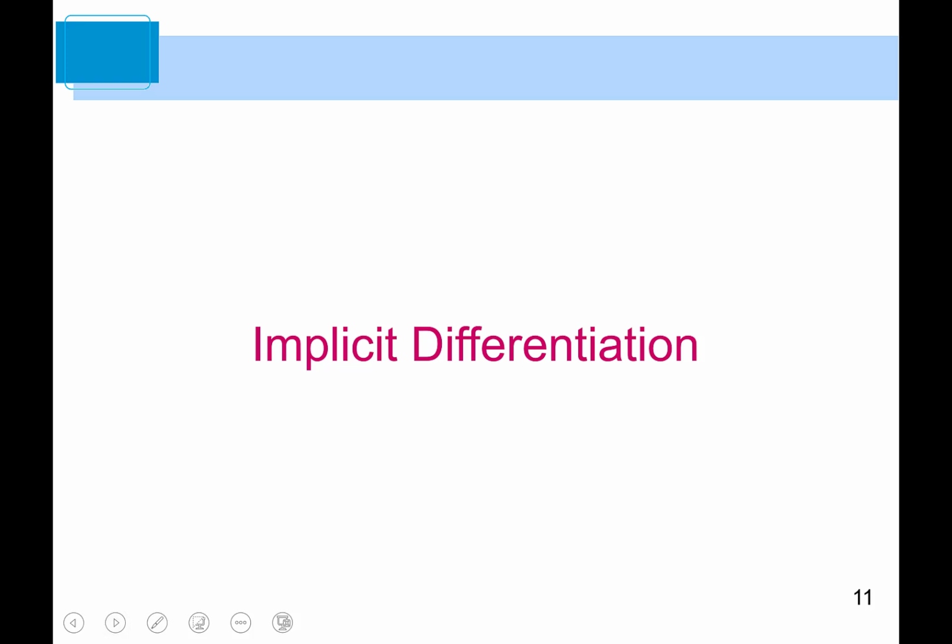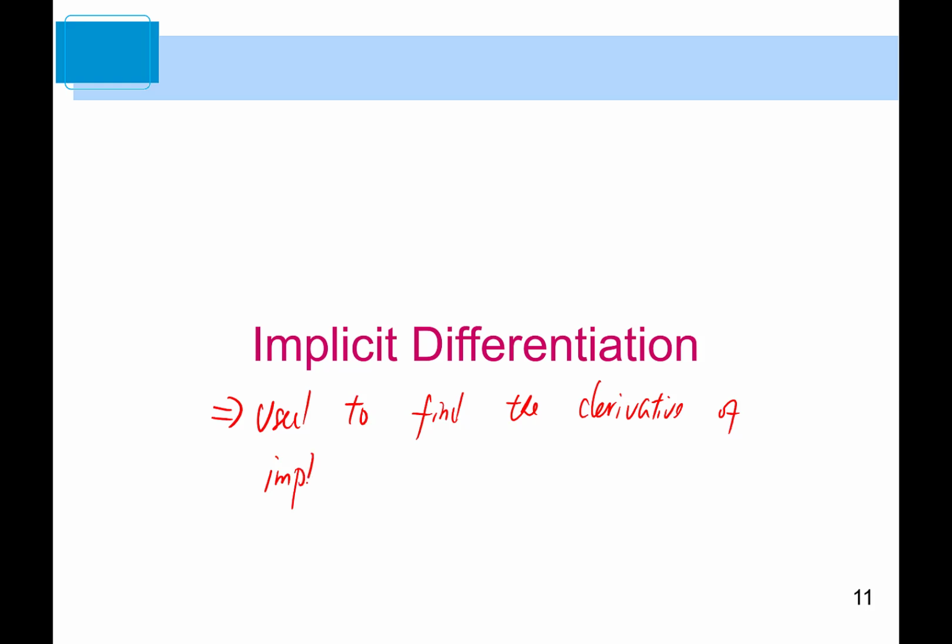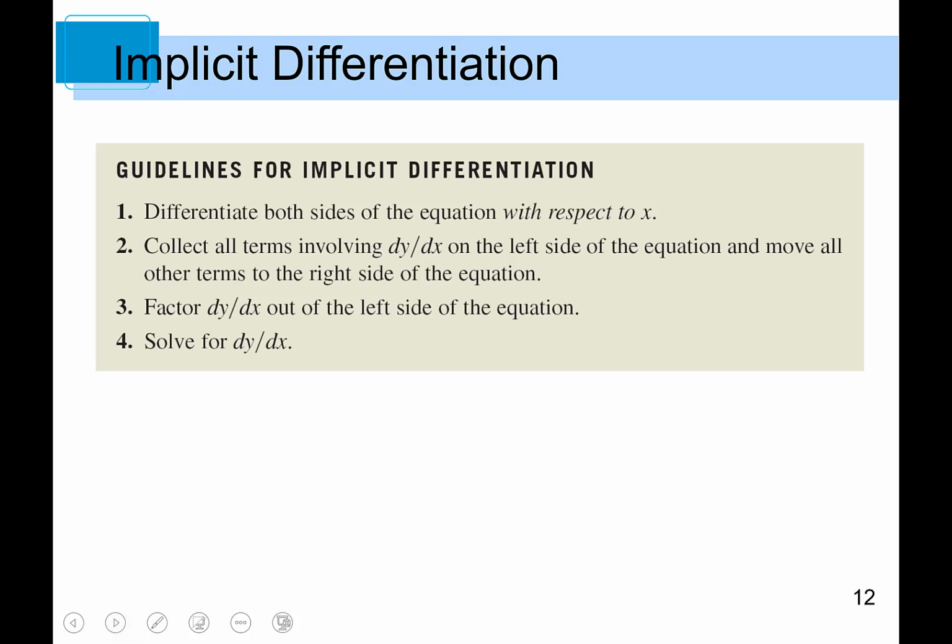So now next, let's move on to the technique of implicit differentiation, used to find the derivative of implicit function. Guideline for implicit differentiation. First step, differentiate both sides of the equation with respect to x. Second step, collect all terms involving dy over dx on the left side of the equation and move all other terms to the right hand side.